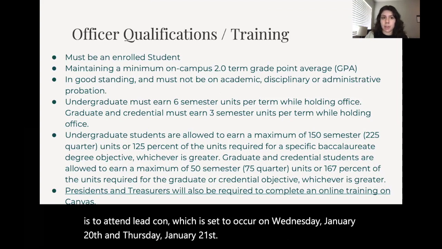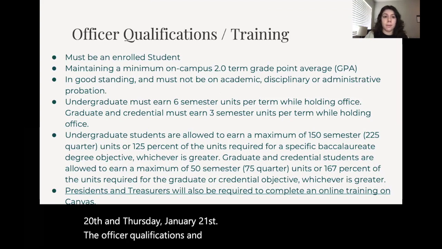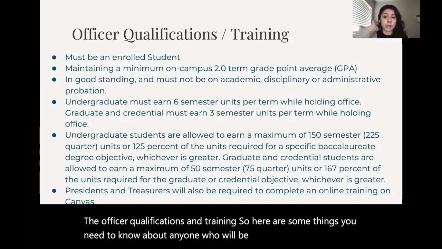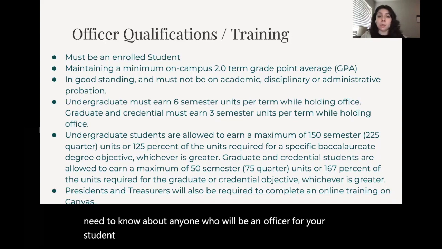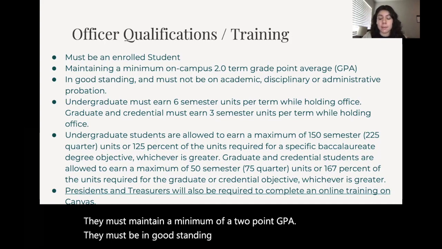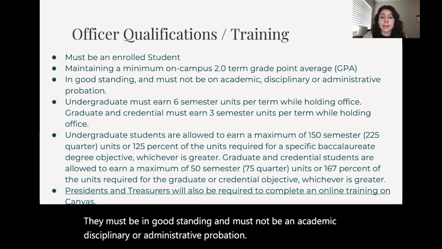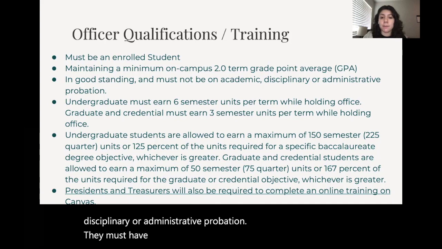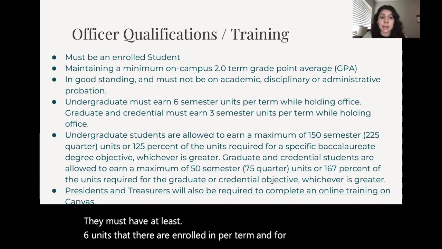The officer qualifications and training. So here are some things you need to know about anyone who will be an officer for your student organization. They must be an enrolled student. They must maintain a minimum of a 2.0 GPA. They must be in good standing and must not be on academic, disciplinary, or administrative probation. They must have at least 6 units that they are enrolled in per term, and for graduate students, this is 3 units.